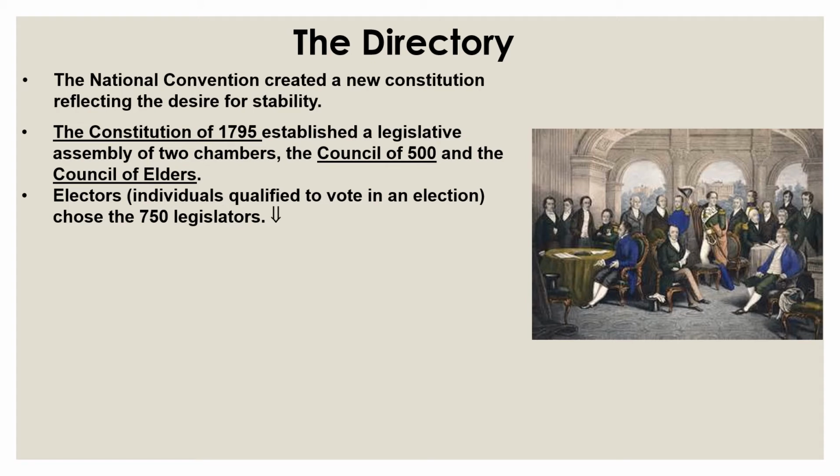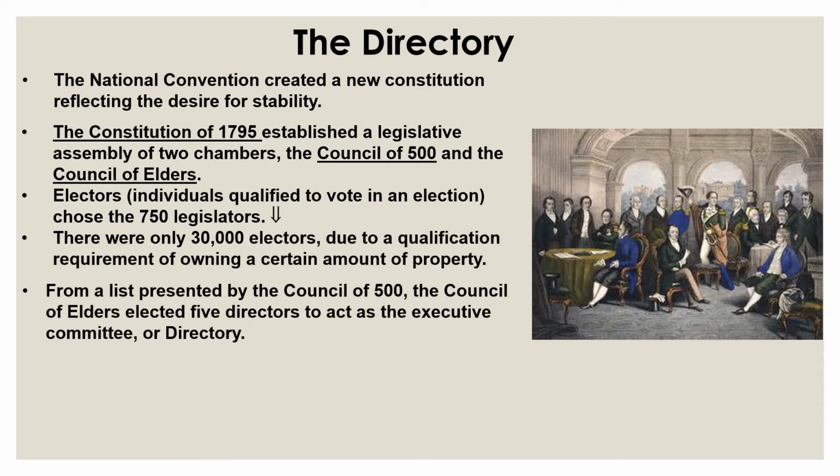Electors, individuals qualified to vote in the election, will choose the 750 legislators, the Council of 500 and the Council of Elders. There were only 30,000 electors, however, in France, due to the qualification requirement of owning a certain amount of property. So we do not have voting rights for all men. We only have voting rights for wealthy men. Now, these were also upper middle class folks, of course. They were not just nobles. We're talking about the bourgeoisie being firmly in charge here.